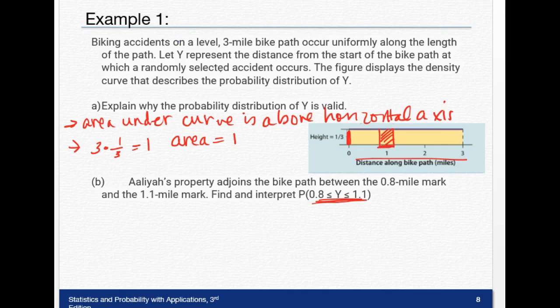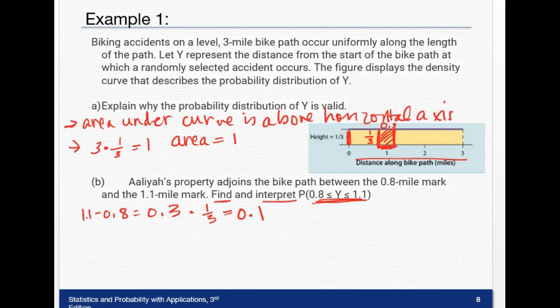Think of our area of a rectangle. Think of this times this. All right, so let's think about this. That bottom length would be 1.1 minus 0.8, which gives me a 0.3 value. Okay, so this part is 0.3. This length right here is still 1/3. So 0.3 times 1/3 would give me a probability of 0.1. Let's put it in the calculator. So that's the finding part.